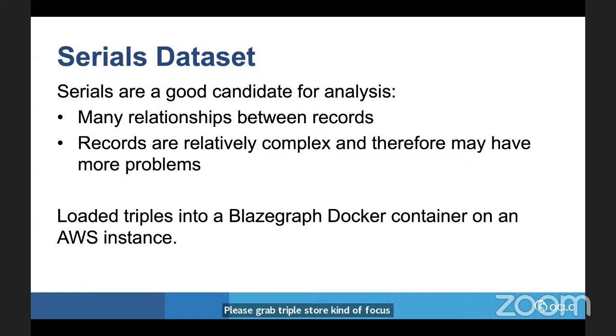I've focused a lot of the current research on serials. I'm working on this for other projects already, so I have a lot of questions about it, and I'll go over some of the things I thought about looking at it. There are lots of relationships, and they're relatively complex. And as I mentioned, I used a Docker container in AWS to load the triples.